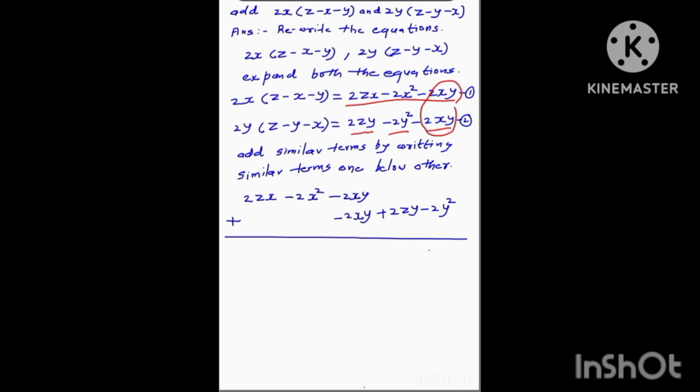Very easy now. Start from the right hand side. Minus 2y square plus 2zy, minus 2 minus 2 is minus 4xy, minus 2x square and 2zx. Okay, this is your answer. It is better if you rearrange it. Take all the square terms in the beginning. So minus 2x square minus 2y square minus 4xy plus 2zx plus 2zy.